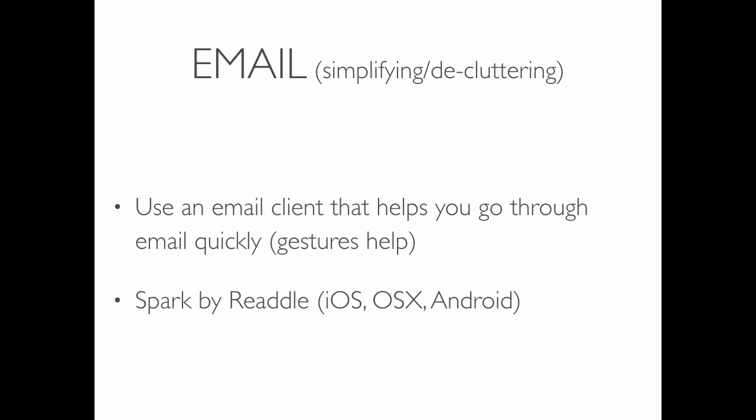So I can't recommend that anymore. A replacement might be Spark by a company called Readle. It's a pretty good application. It's not available for the desktop, though. It's only for your phones. But it helps with some basic swiping gestures, helps you get through your email a little bit faster. So if you're really struggling with huge quantities of emails per day, you might investigate something like this to help you get through it. It's what I use now that I can't use my Mailbox app.